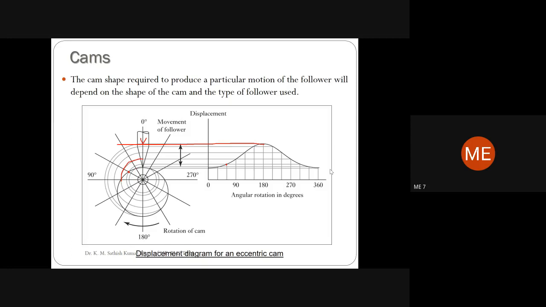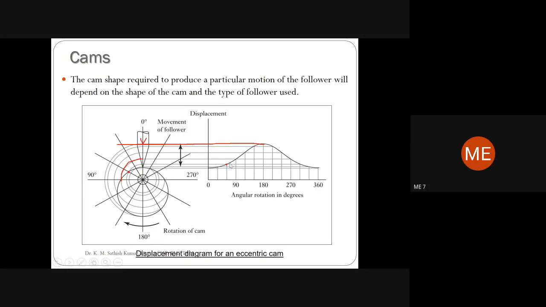That is the radial distance from the axis of rotation of the cam to the point of contact of the follower on the cam profile. The radial distance from the axis of rotation to the point of contact on the cam profile gives what is called the displacement of the follower with reference to the axis of rotation.